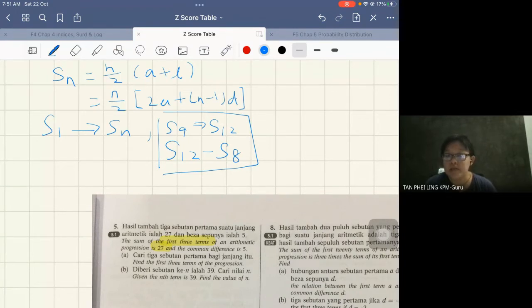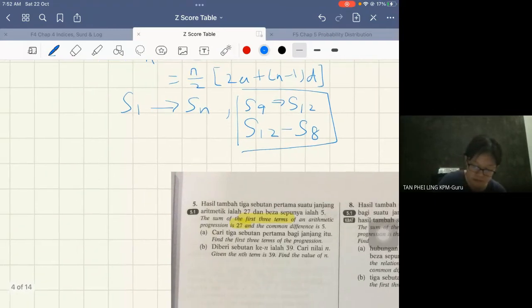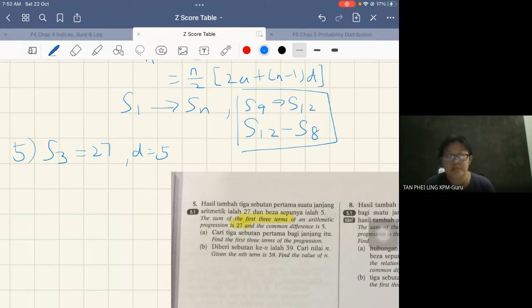Yes, this one we have discussed last year when we talked about this chapter, right? So now we're going to use this concept to help us. Let's move on to solve question number 5. It says that the sum of the first three terms, S3, equals 27, and given my d is 5.